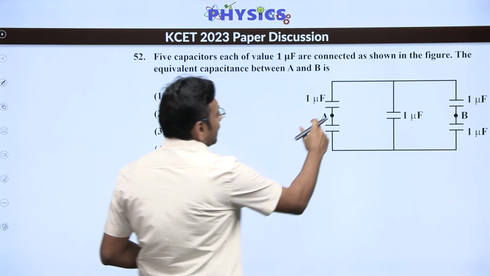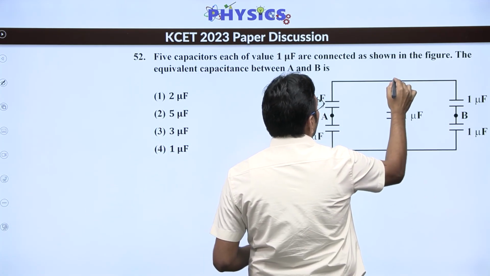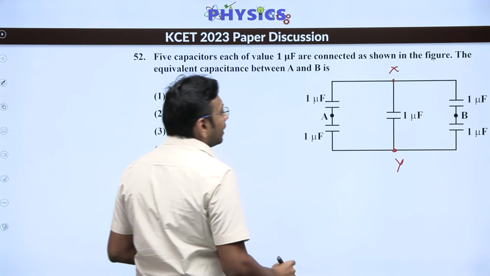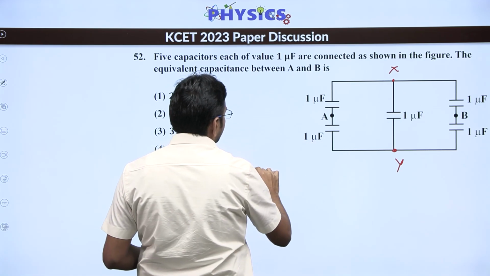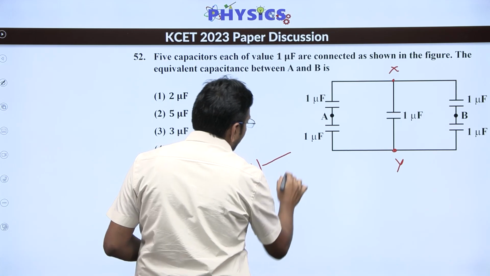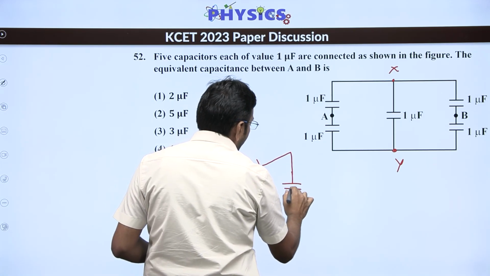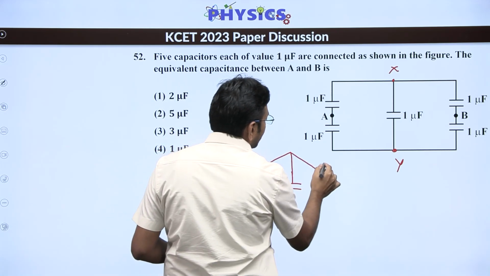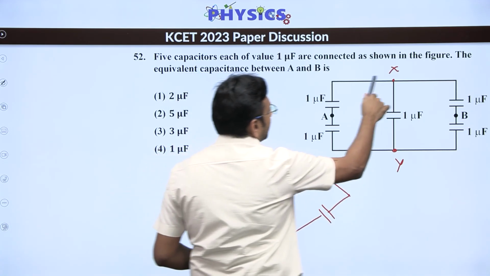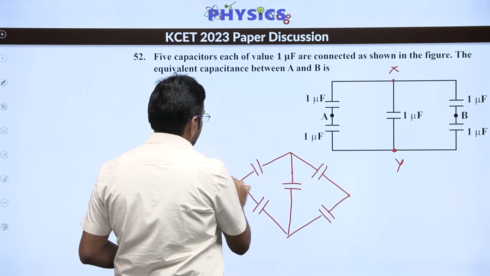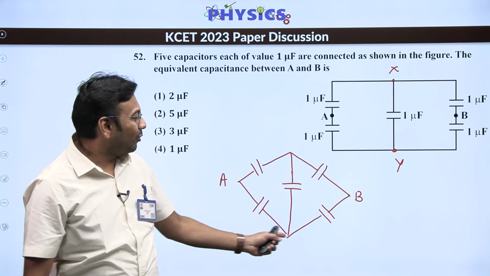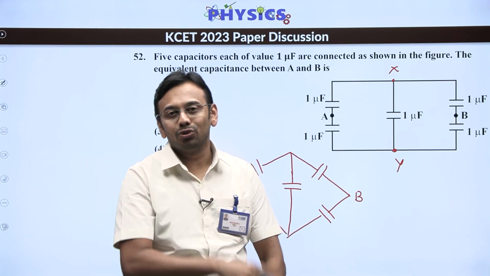See carefully. If these points are A and B, let's mark these 2 points also. Let's say these are X and Y. Now see carefully, there is one capacitor here between AX, one capacitor between AY. This XY capacitor is the bridge capacitor. Then similarly we have one capacitor between B and X, and one capacitor between Y and B. Now we can clearly see it is a Wheatstone bridge.